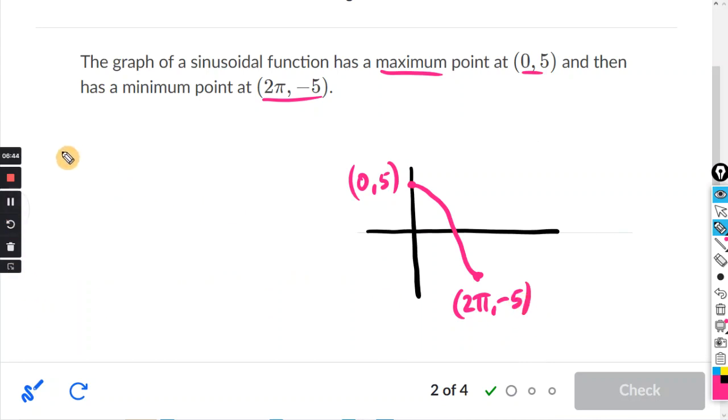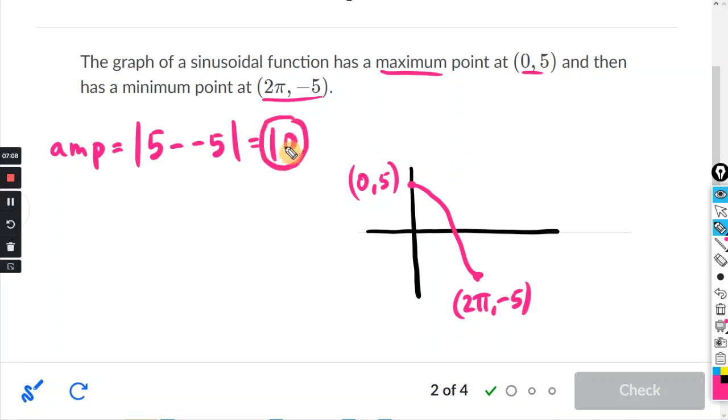All right, let's do the amplitude first. We see that this goes from a max to a min. It goes from 5 to -5. So the amplitude is just going to be 5 minus -5, which of course is 10. All right, we'll save that for later.